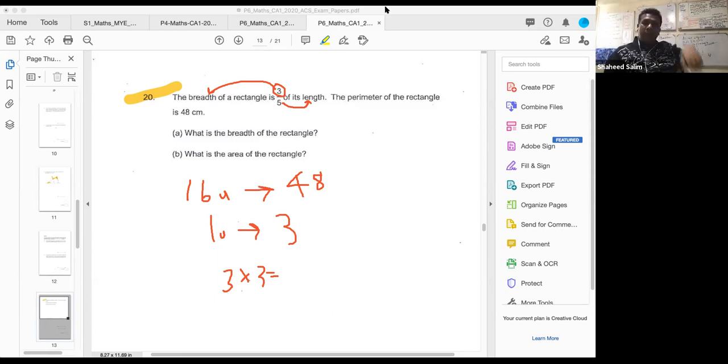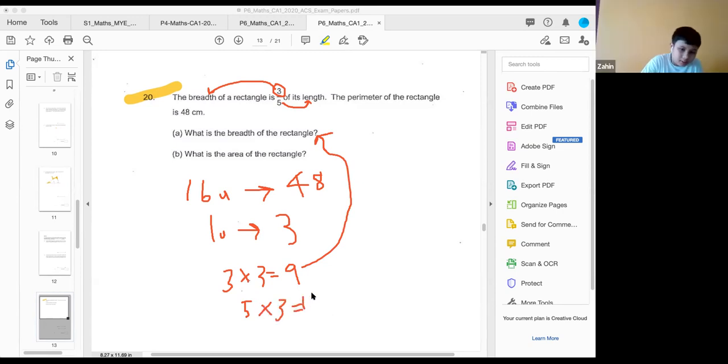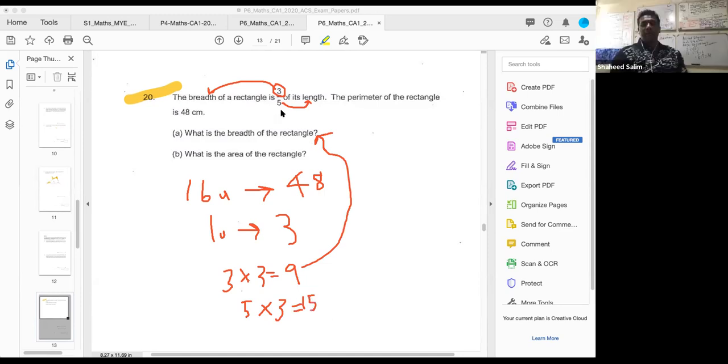Okay, I will run through again. I'm not too sure whether you'll get it. So 1 unit is 3. So now they tell you 3 units is for the breadth. So 3 times 3 gets 9. So this is the breadth. This is now answered down here. What about length? Length is 5 units. 5 times 3 is the length. You get 15. The length is 15 cm because down here is 5 units. So 5 times 3 is 15.